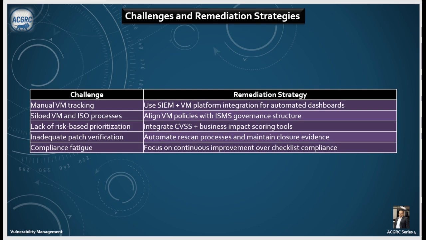The next challenge is no formal SLA for fixing the vulnerabilities. Well, you can address it by defining and enforcing vulnerability SLAs in your risk treatment plan. The next challenge is lack of integration with change management. You can easily address it by linking the remediation to ticketing and change advisory board process or your CAB process. The next major challenge is weak reporting on VM metrics. You can easily address it by building simple dashboards showing open issues, remediation progress, and risk trends.